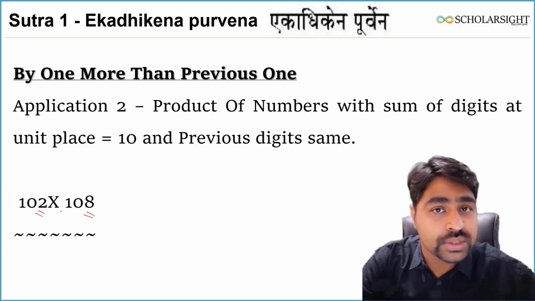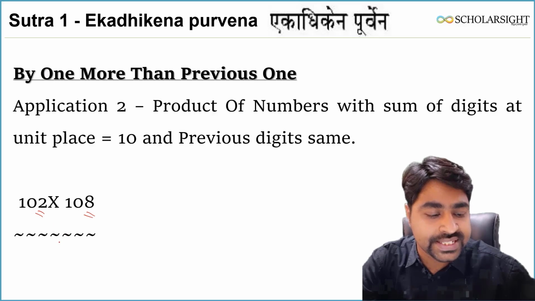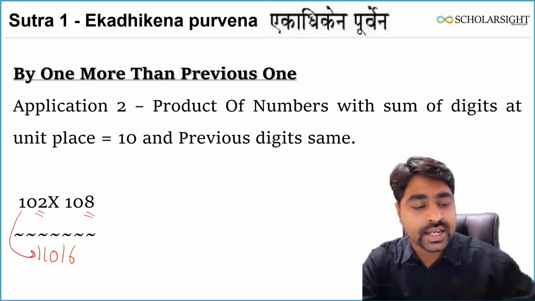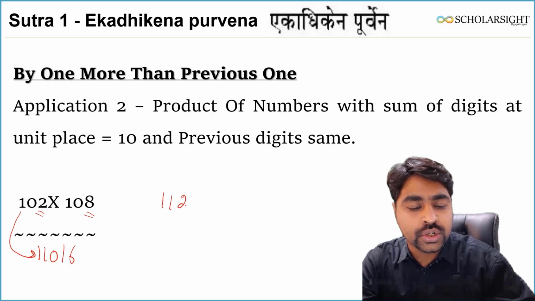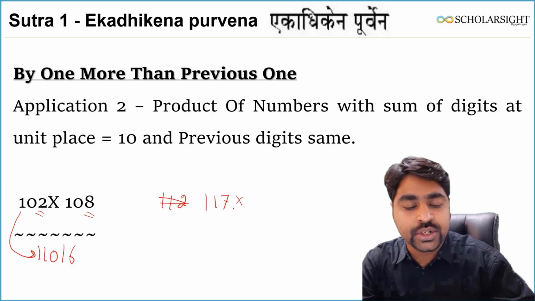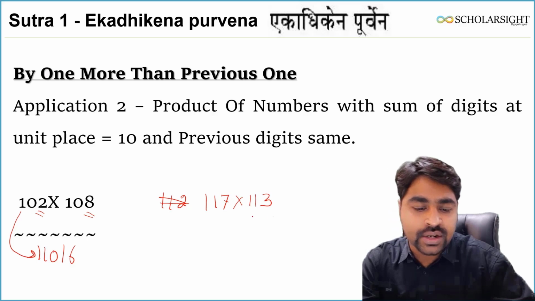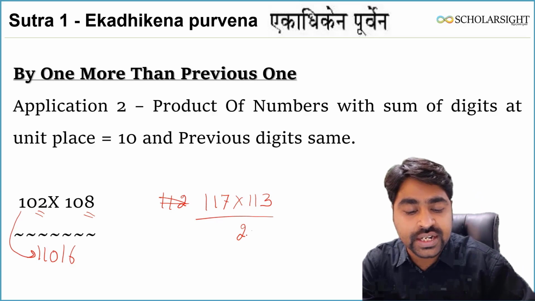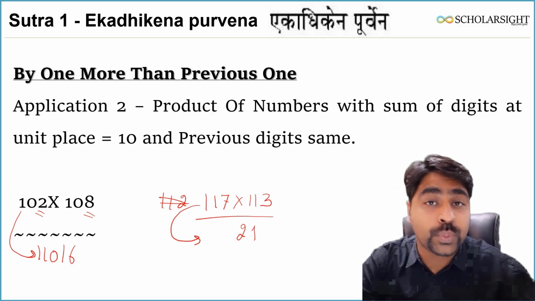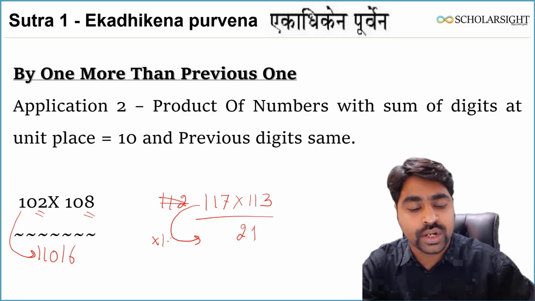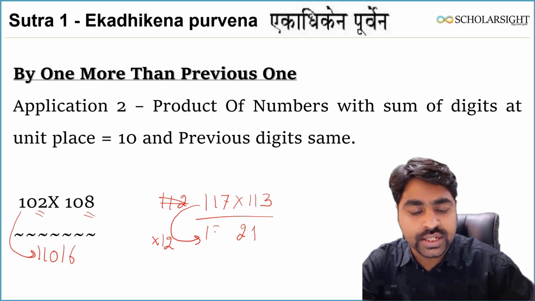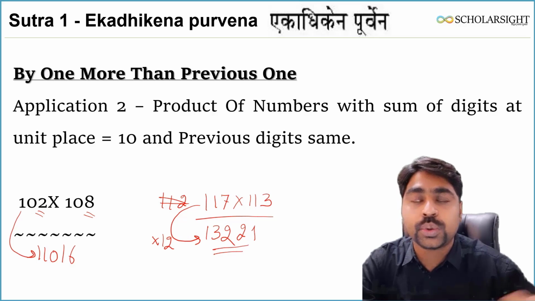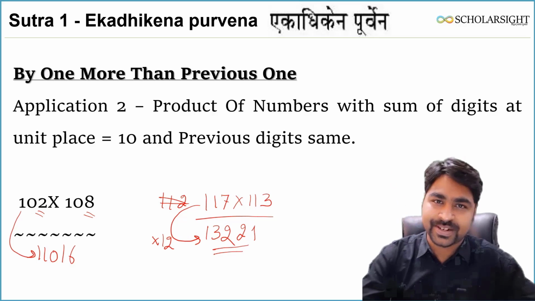The summation of these two is 10, so 8 into 2 is going to be 16, and 10 into 11, again 11016. If it was 112 or 117 into 113, then also the same logic would apply. 7 into 3 is going to be 21, and 11 multiplied by the very next number to 11, which is 12, so that is going to be 132. So 13221 is going to be your answer, right?